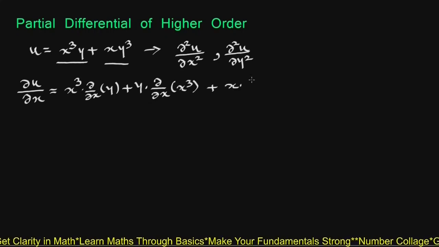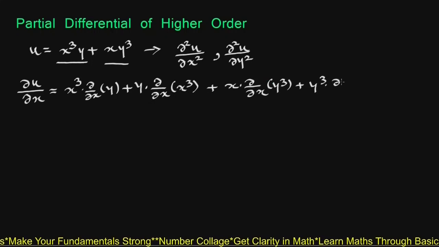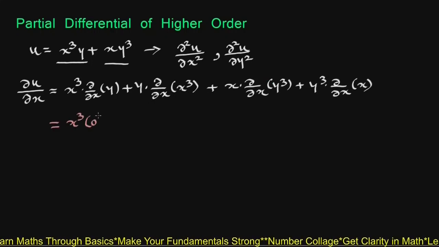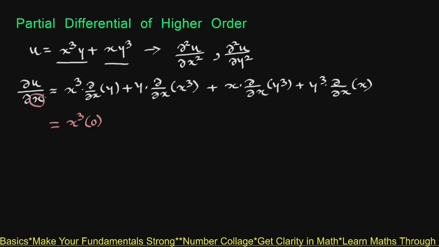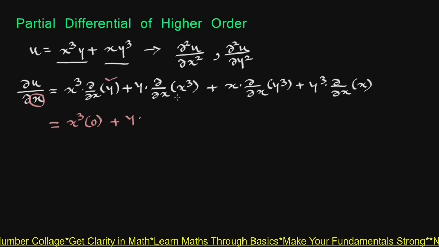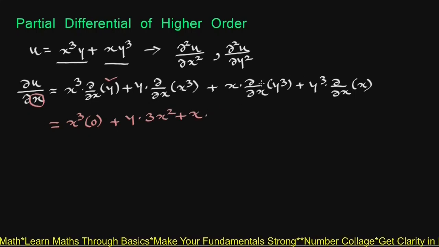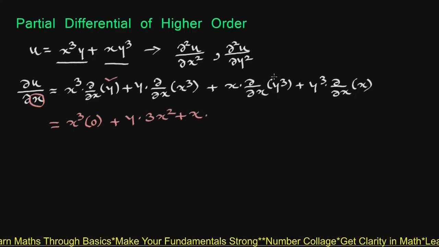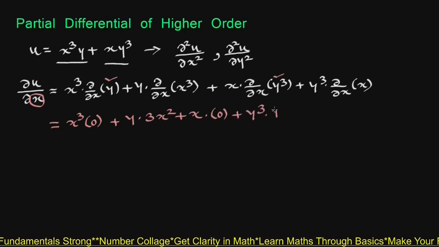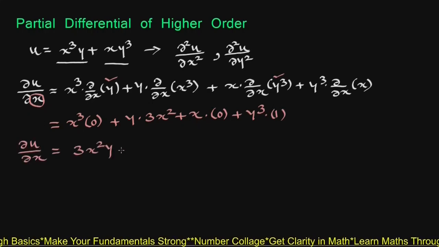will be x into ∂/∂x of y cube plus y cube into ∂/∂x of x, which is x cube into 0, because we have to differentiate with respect to x, so y will be constant, plus y ∂/∂x of x cube will be 3x square plus x into ∂/∂x of y cube will be 0, because y cube is constant, plus y cube into ∂/∂x of x will be 1. So finally ∂u/∂x will be 3x square y plus y cube.